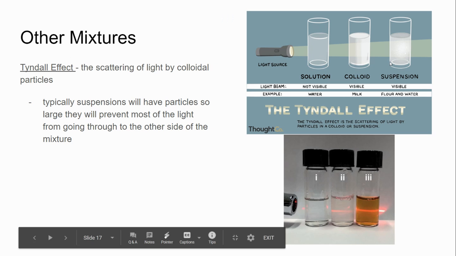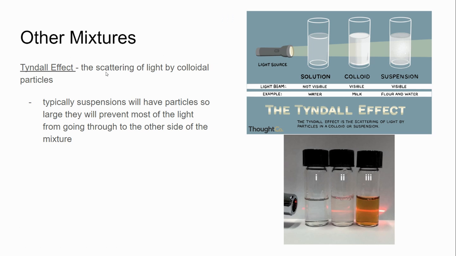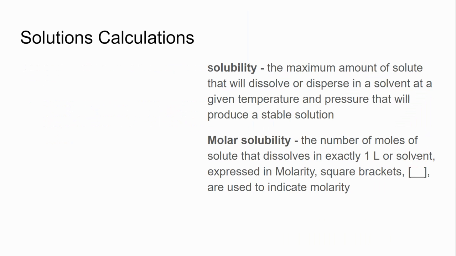Now, this effect of the scattering of light by the particles, we call that the Tyndall effect. Okay, the Tyndall effect. And typically we only say that happens in a colloid, but it does happen in suspension sometimes too. But typically we'd say that suspensions will have large enough particles that prevent most of the light from going through. Most of the light. Okay.